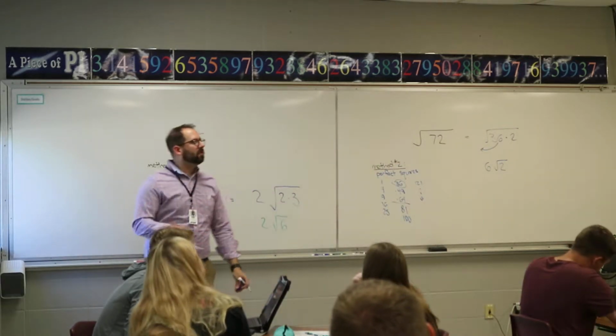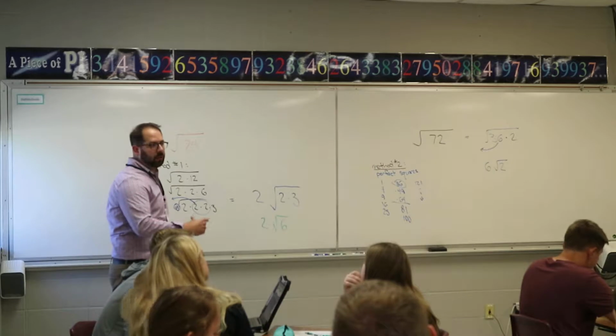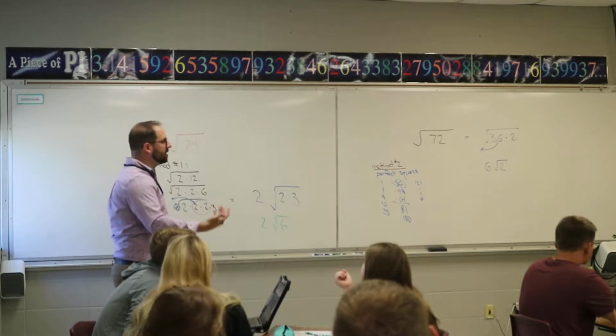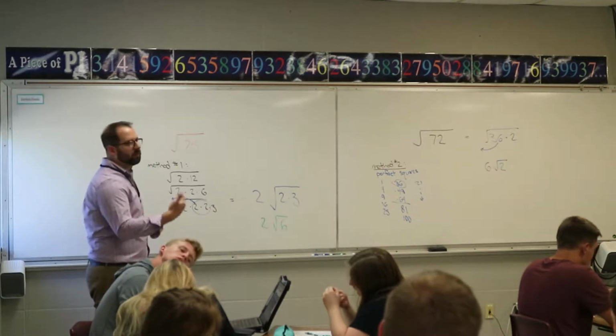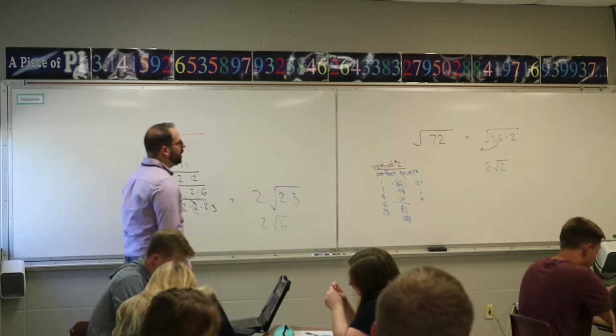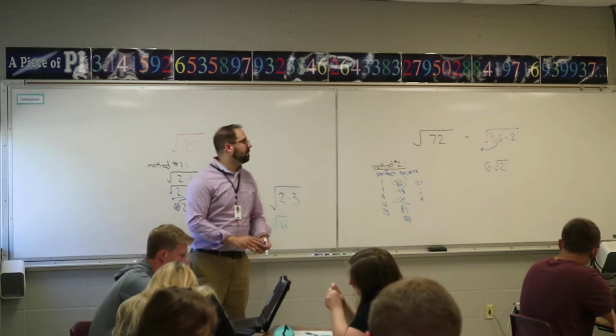Once you find the largest perfect square, you just take the square root of that, because we already know that number. It's a nice clean number. So the square root of 36 is 6. That goes to the outside, and then whatever was left on the inside just stays there. That's method number 2. Some people like that.